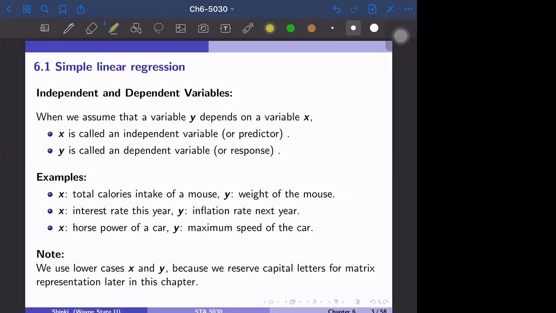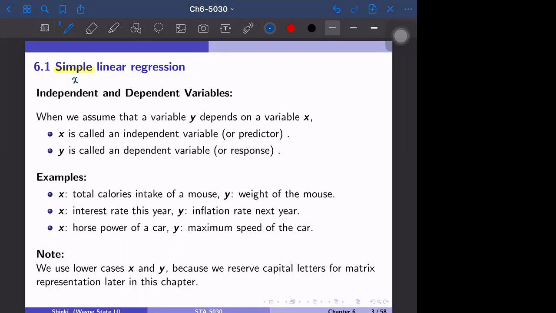Hi, so now we start chapter 6. Simple linear regression. Simple means we only have one variable to explain y. At first, some notation and terminologies. Independent and dependent variables.